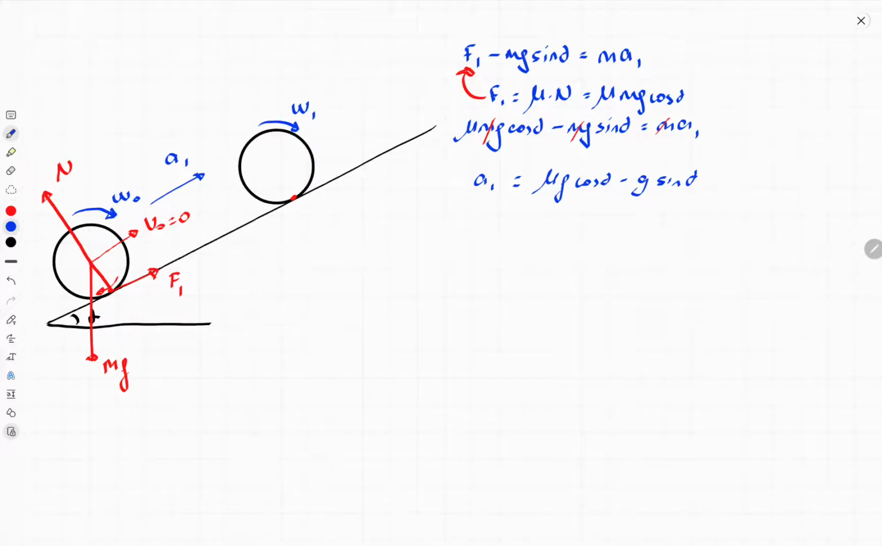So the initial angular speed equals omega 0. At the moment when the slipping process ends, the angular speed becomes omega 1, for example. And it will be moving in this direction with a certain velocity v1.